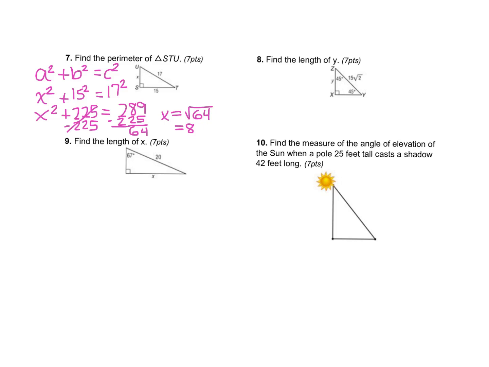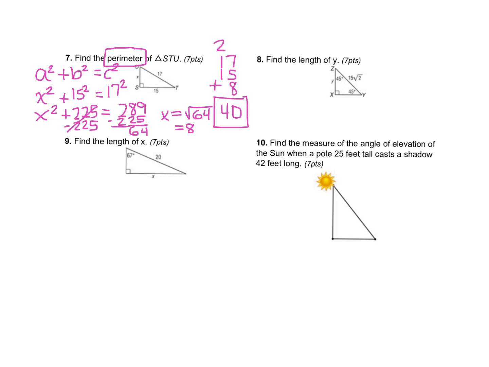So if I'm asked to find the perimeter, I'm going to add the three sides together. So 17 plus 15 plus 8. So that should give us a perimeter of 40.